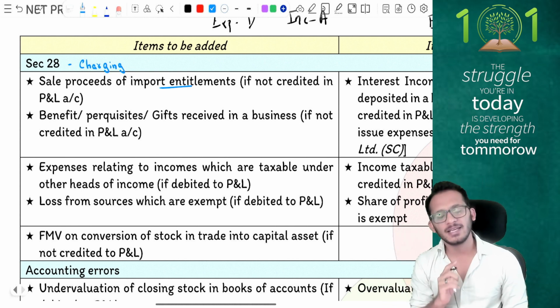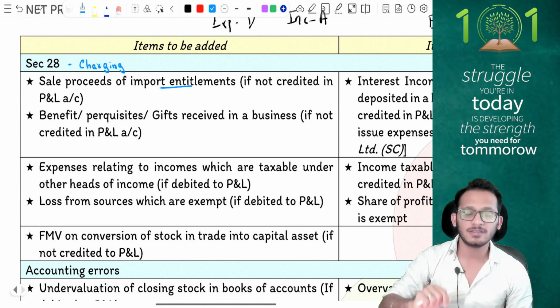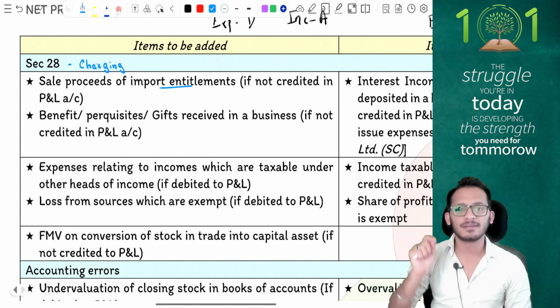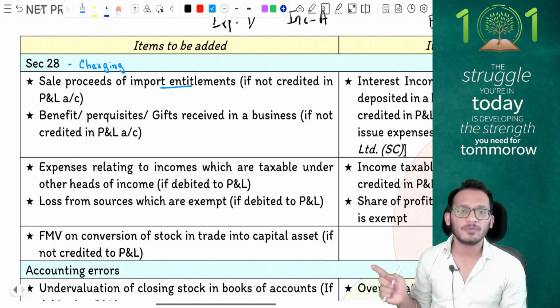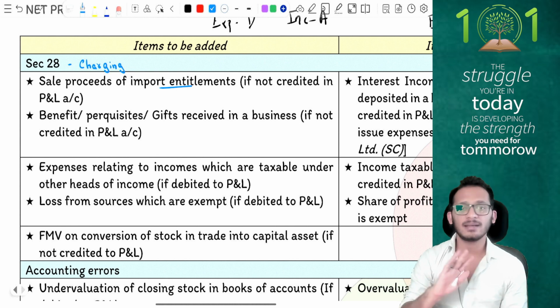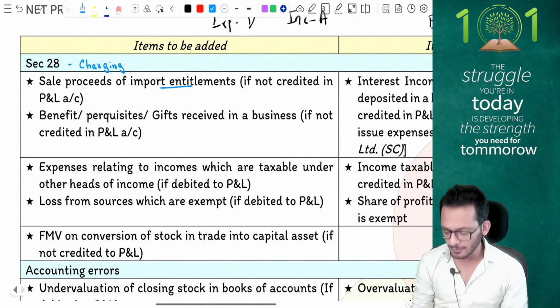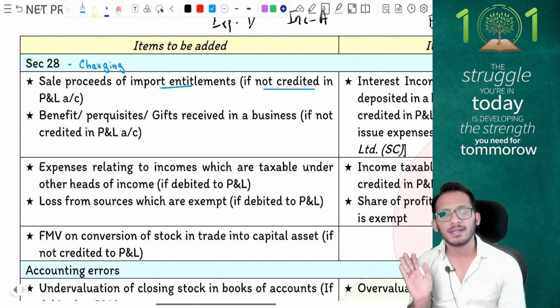One question which came in ICAI in the past is that there was a sale proceed which came from import entitlements which the person had passed into his general reserve. Now, if you remember, section 28, the charging section, says any kind of indirect tax related duty drawbacks, any kind of benefits coming out of it will be taxable under the head PGBP, and therefore if it is not already credited to P&L account, I will now credit it to my P&L account.